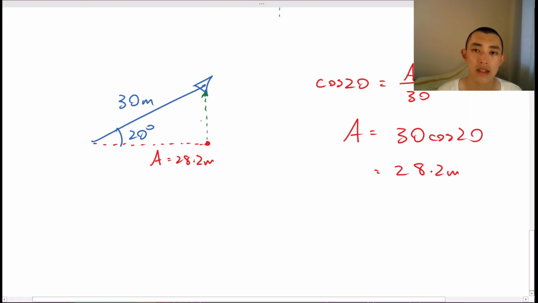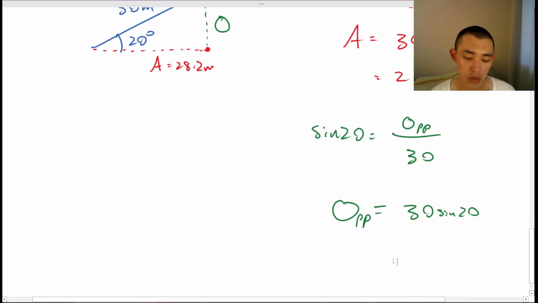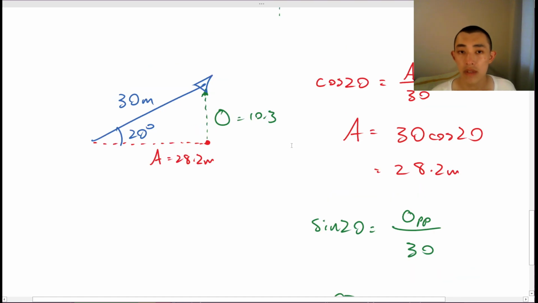So I can say that sine 20 is equal to my opposite over my hypotenuse, which is 30. And so I might say that my opposite is equal to 30 sine 20. And 30 sine 20 is equal to 10.3. So this is equal to 10.3 meters. So that's our vector decomposition.